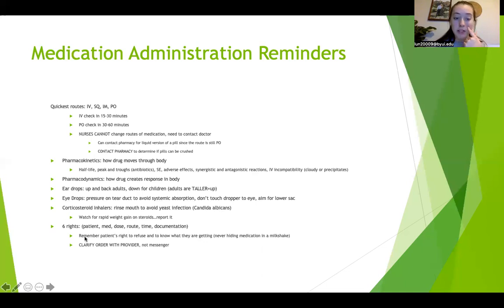Make sure you remember your 6 rights. Remember the patient has the right to refuse the medication and the right to know what they're getting. So we're never hiding a medication in a milkshake, even for psych patients who are refusing their meds. Psych patients still retain their rights to refuse unless overridden by the state. Clarify the order with the provider, not the messenger, like the pharmacy or anyone like that. If you have a question about the order, talk to the provider.